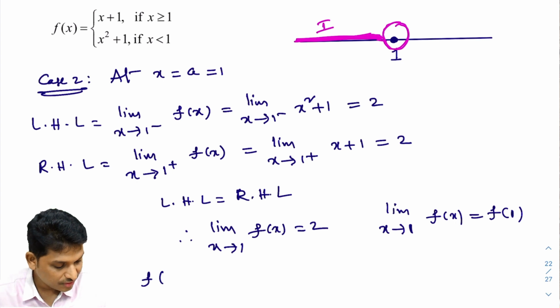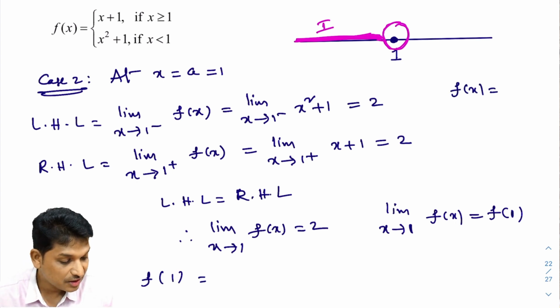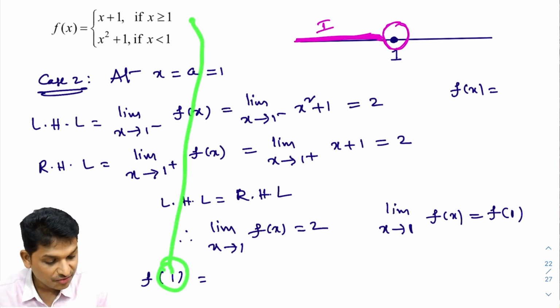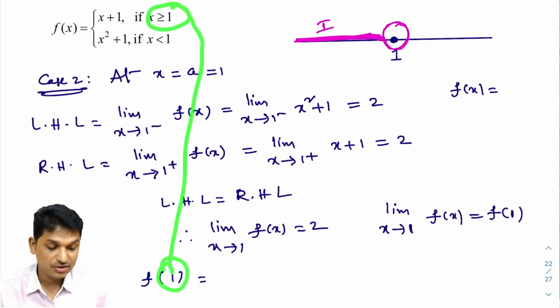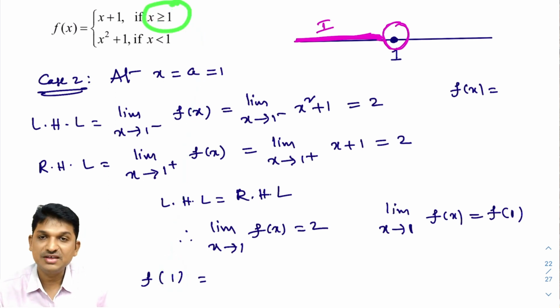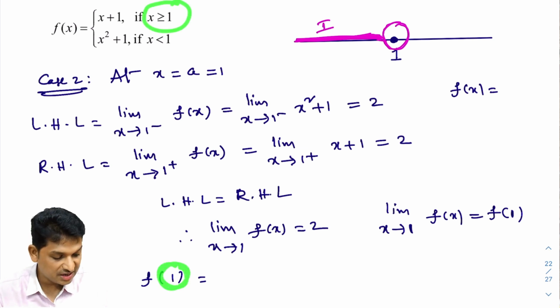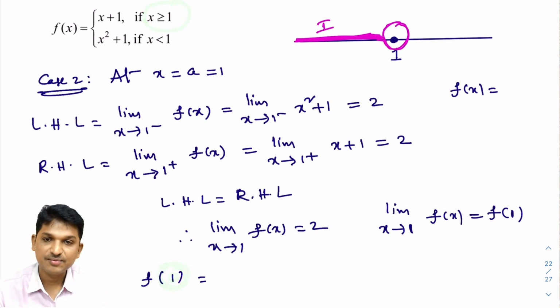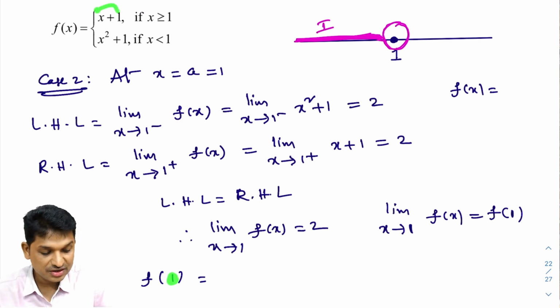Okay, f of 1 you want. I'll write here f of x. In place of f of x, 1 is there. When x equal to 1, which function to choose? Look here, this one, equality symbol is there. When x equal to 1, in place of x, here 1 is there. So, we need to choose this function.